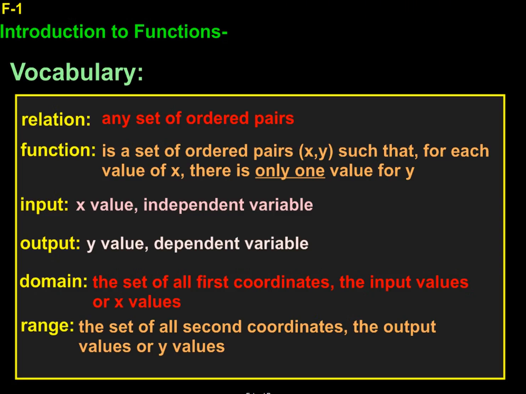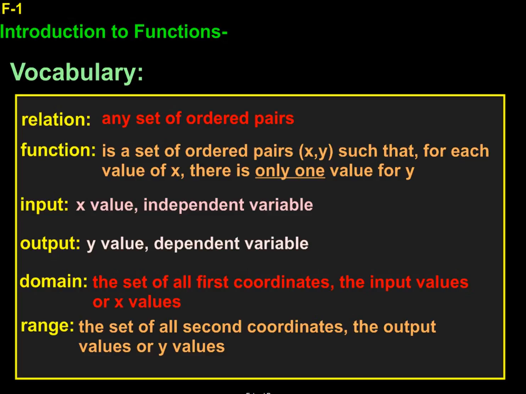We'll start by going over some vocabulary terms that you need to know for this. Relation: any set of ordered pairs. Function: a set of ordered pairs (x, y) such that for each value of x, there is only one value for y. Input: the x value or independent variable. Output: the y value or dependent variable.